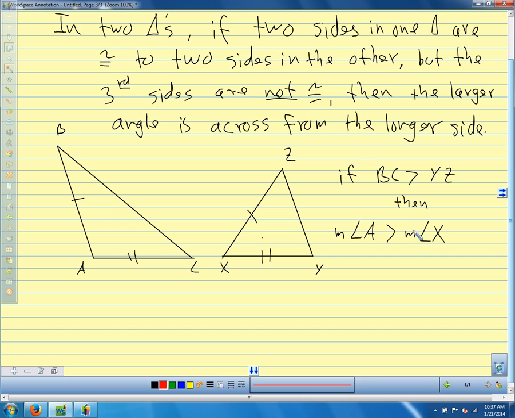All right, let's look at a couple of examples using the converse of the Hinge theorem, and then we'll talk about the homework from Friday.